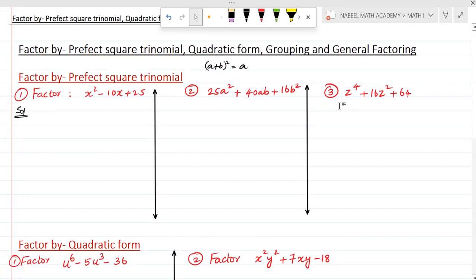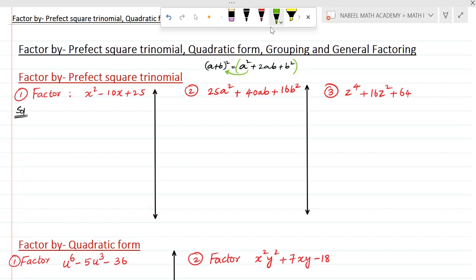In this video, we are going to study the factoring techniques: perfect square trinomial, quadratic form, grouping, and general factoring. As we already know, the formula (a + b) whole square is equal to a square plus 2ab plus b square. This is the expanded form that is given. I have to write it in the factored form. So this is the perfect square trinomial.